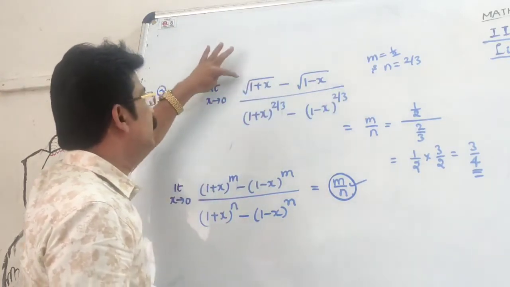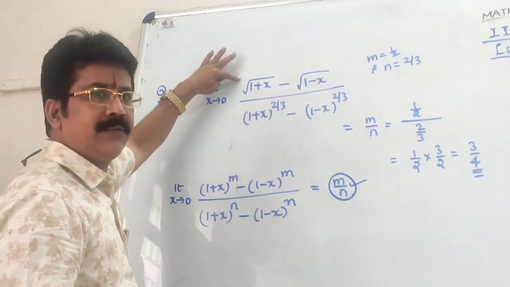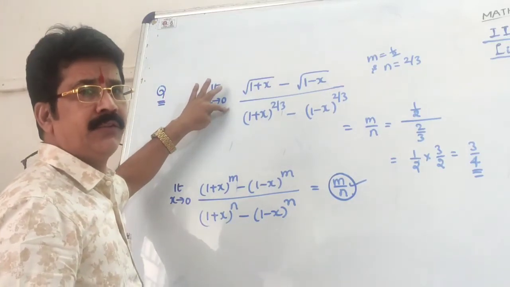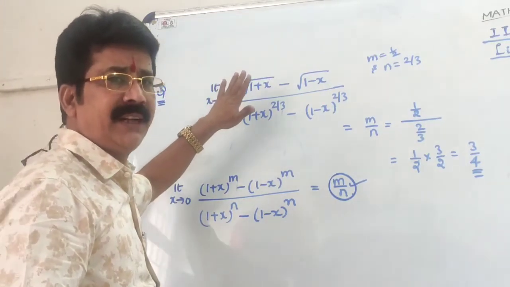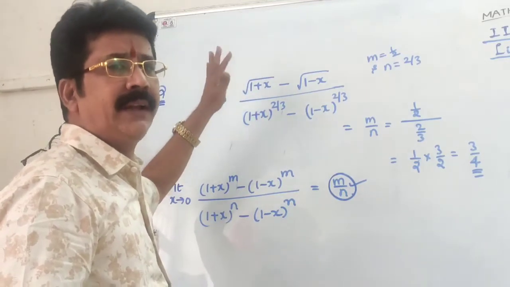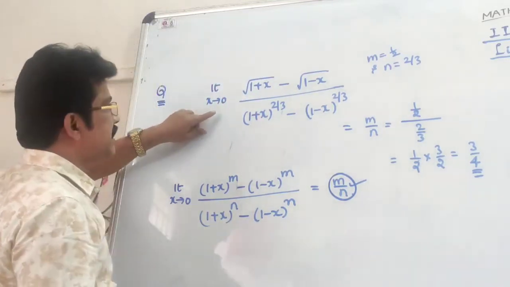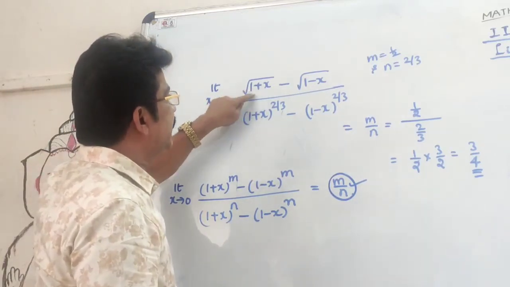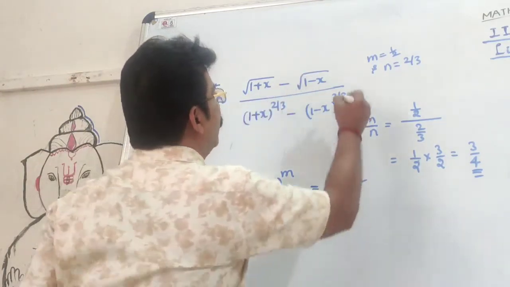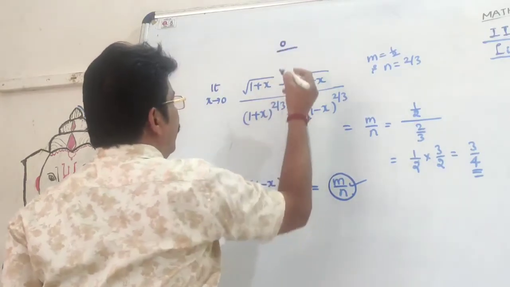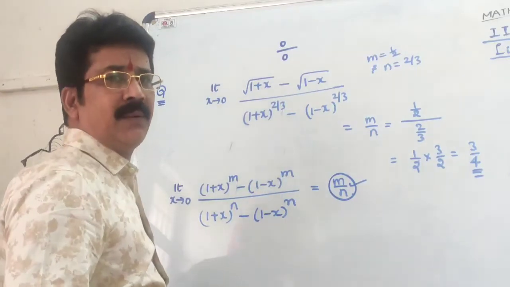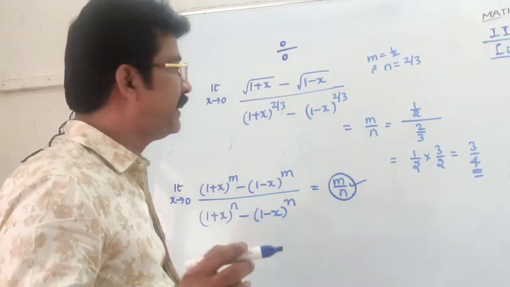Another method is to use L'Hospital. Why? If on substituting directly x equal to 0 we get 0 by 0 or infinity by infinity, then we go to L'Hospital rule. So let us verify by putting x equal to 0. Then it is 1 minus 1, 0. Numerator 0, and similarly denominator 0. So therefore we are permitted to use L'Hospital rule.